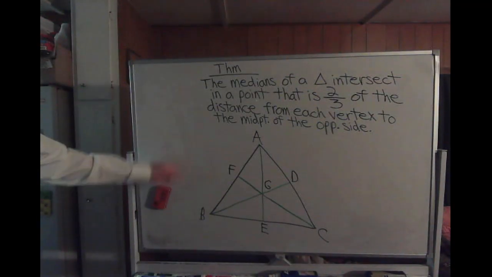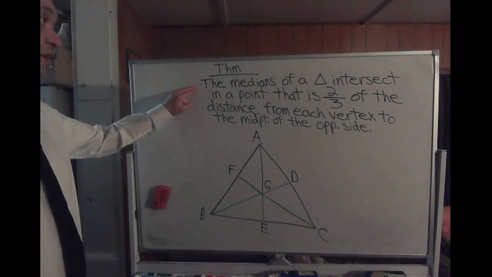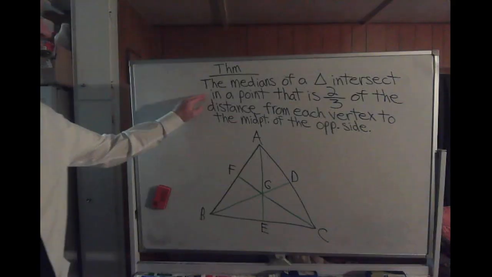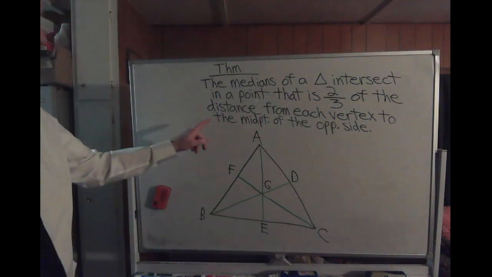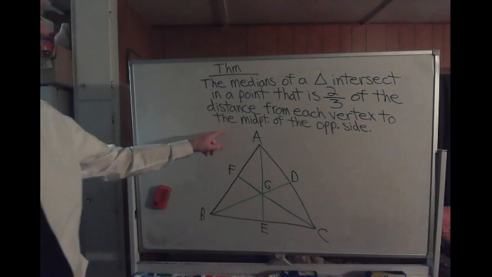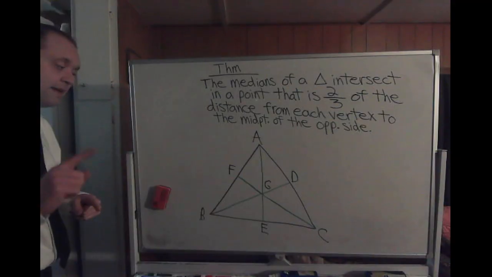This theorem states that the medians of a triangle intersect in a point that is 2/3 of the distance from each vertex to the midpoint of the opposite side. So what does that mean?